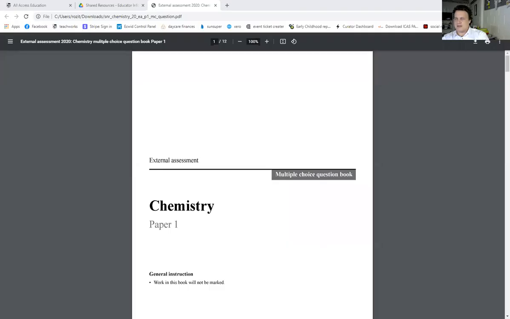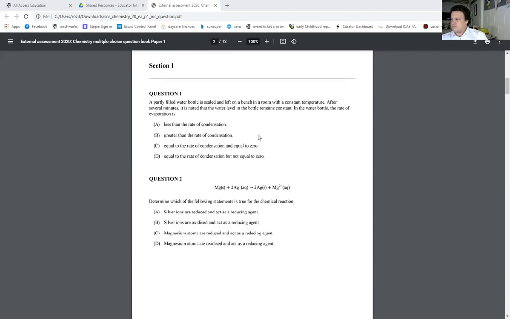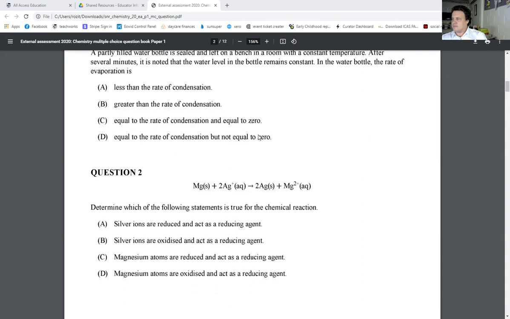All right, everybody see the chemistry paper one? Sweet. Okay.